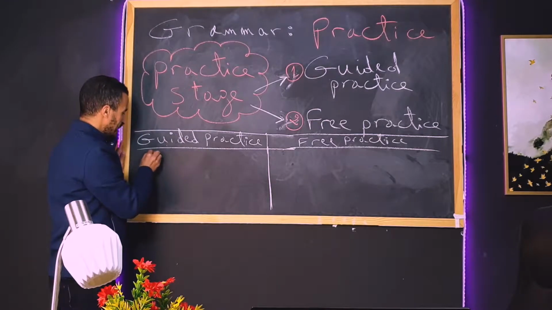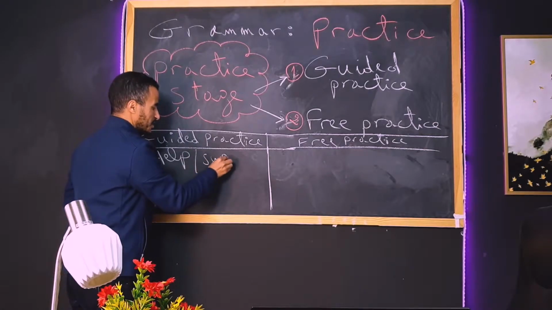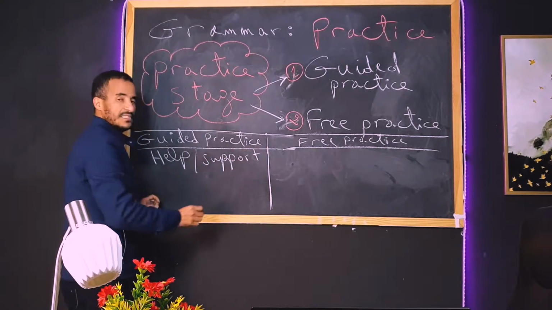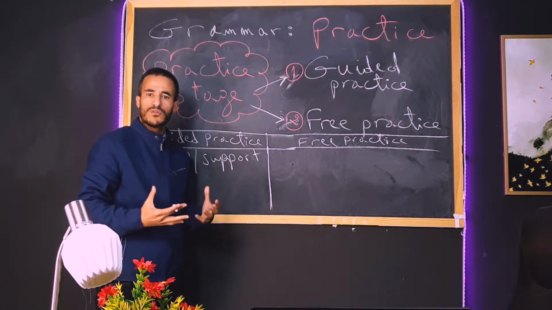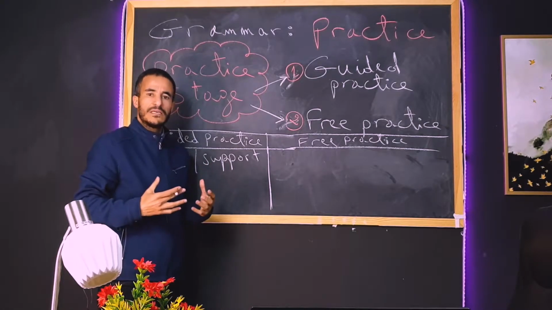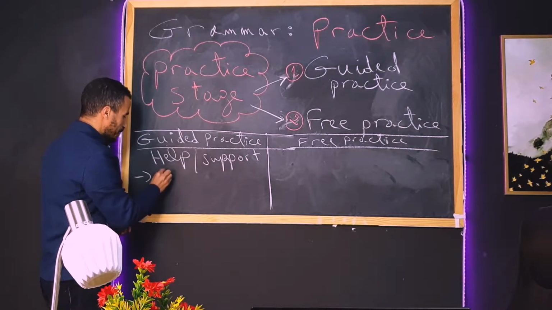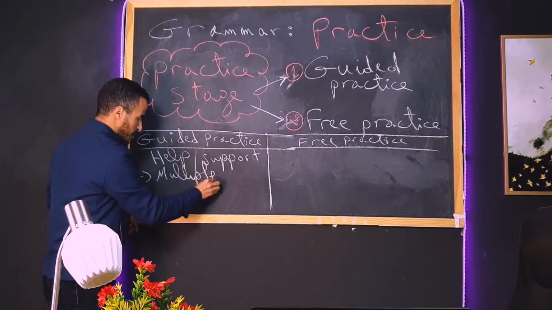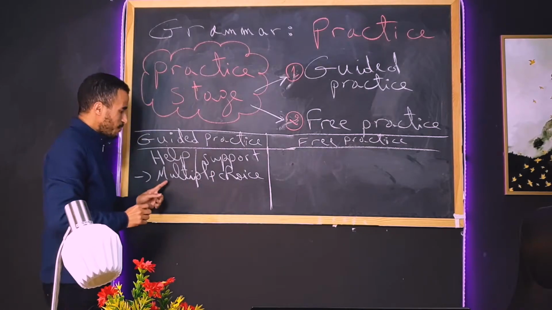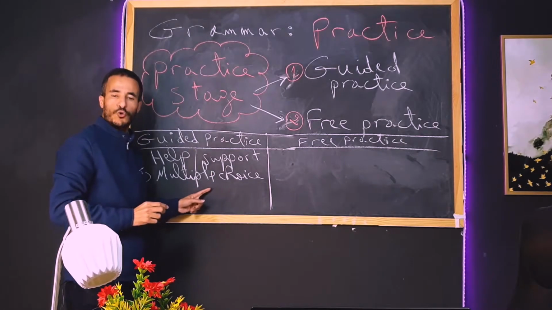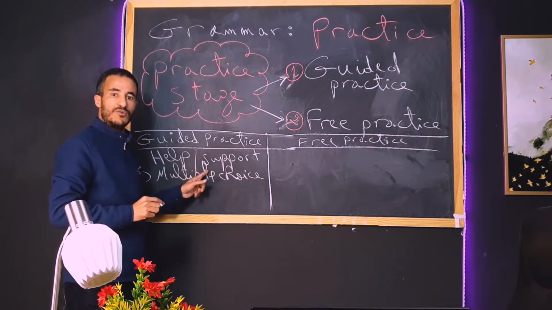Why? Because they need help. They need help and they need support because it's the beginning. That's why we as teachers, we have to help them and we have to support them. How? By giving them some types of activities. For example, we can give them multiple choice tasks. So multiple choice, they have only choices to choose, which means there is support and there is help.